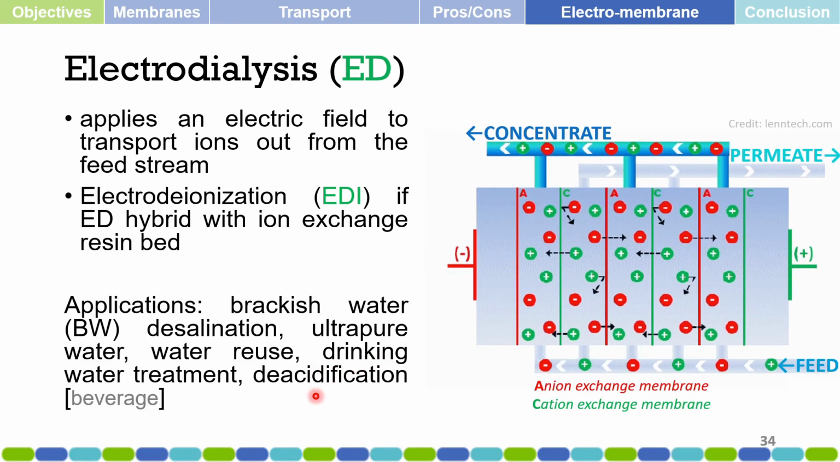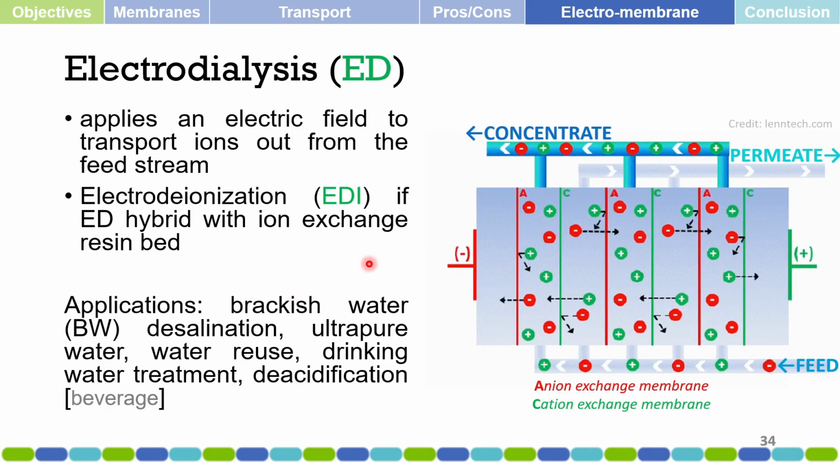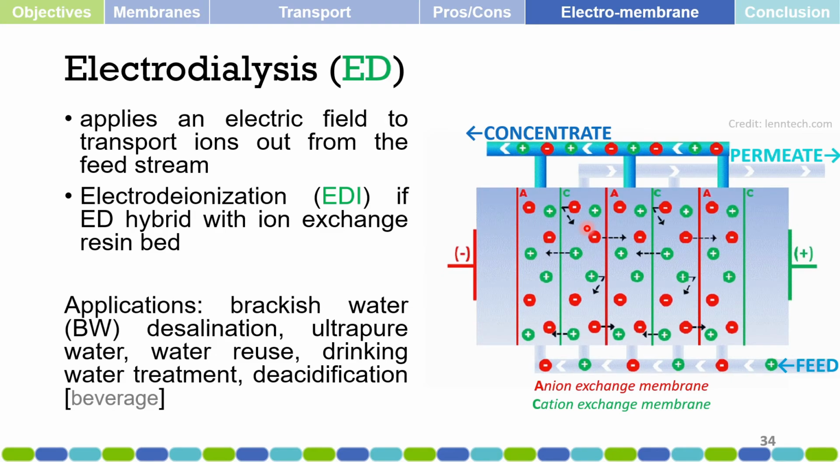It can also be used for water reuse, drinking water treatment, as well as the acidification of beverages, since acids are technically ions. They have ions, so they are able to be separated using an electrodialysis process. So what is the disadvantage of the electrodialysis process? The disadvantage is that when you have neutral contaminants in your feed, they won't be affected by the electric field that you will be applying.